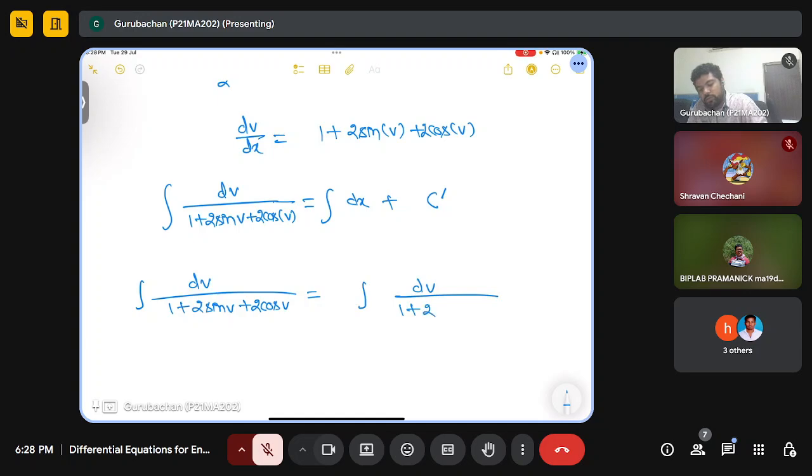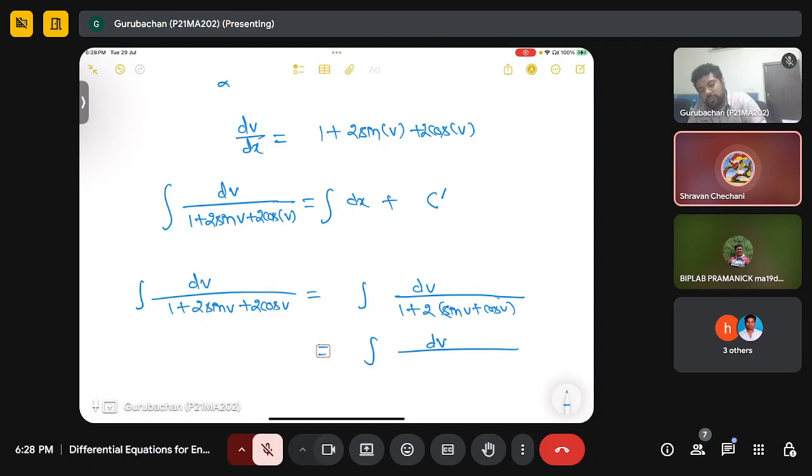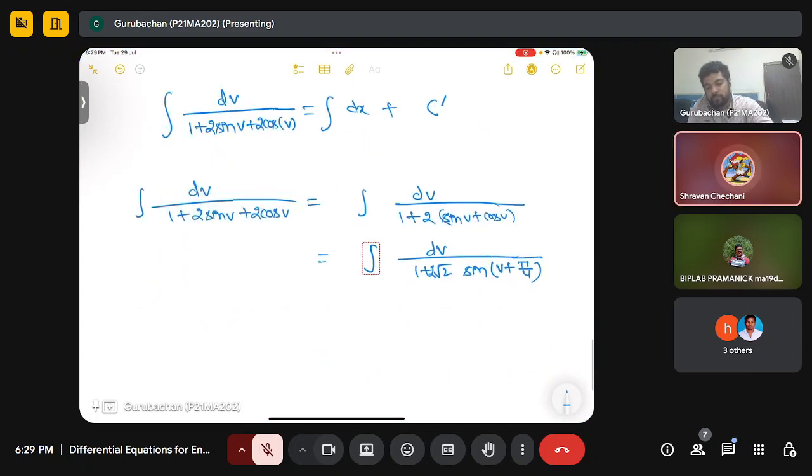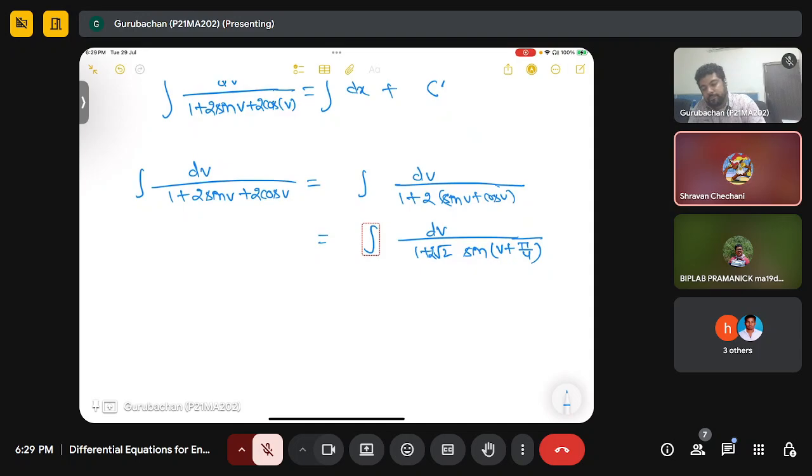So you are saying sine v plus cos v. So what you want to take it? You want to take it 1 by root 2 sine v plus pi by 4, right? Yes, sir. So it will be root 2 into sine v plus pi by 4. 1 plus root 2 sine v plus pi by 4, right? Sir, 2 will be there. 2 will be there before root, yeah. 2 root 2. Is it so? Yes, sir, I was stuck on this last step now. From here, where should we go?